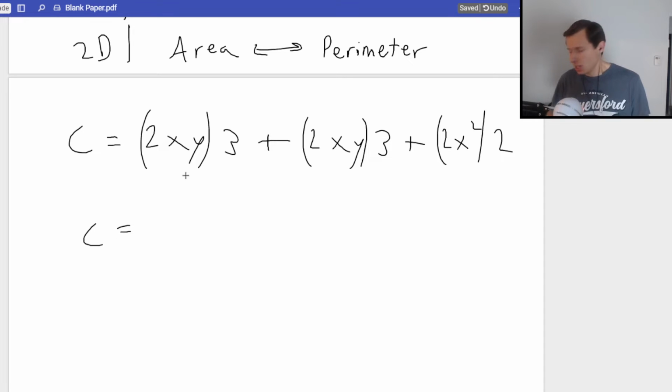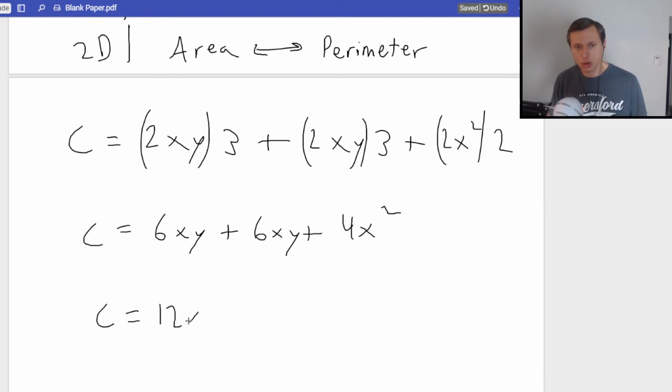So cost equals 2xy times 3, which is going to be 6xy, plus another 6xy, plus 4x squared. This will ultimately simplify to cost equals 12xy plus 4x squared. Now, I would love to find the derivative of cost right now and start finding the max and min, except we still have 2 unknown variables, remember? This is why we have the constraint equation. So we can solve for x or y, plug it in, and now we're down to 1 variable.